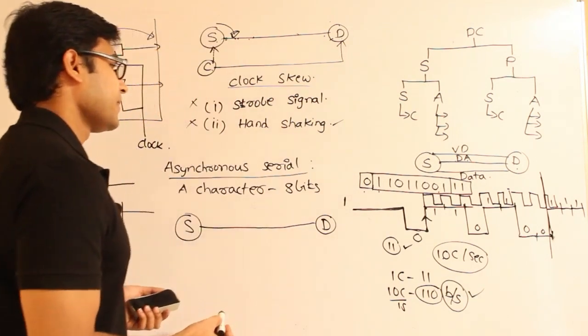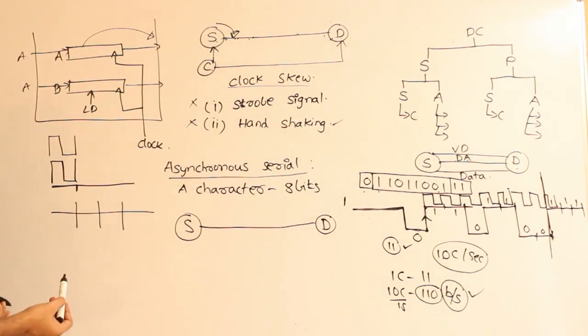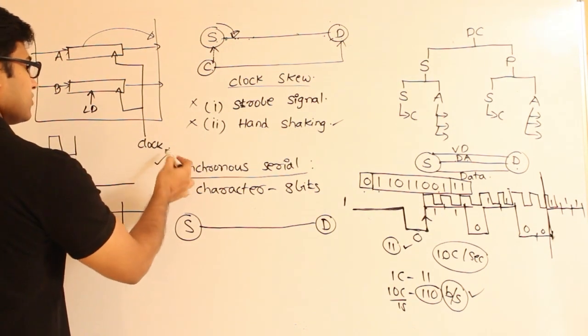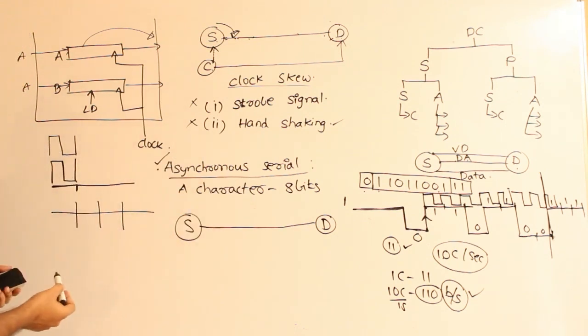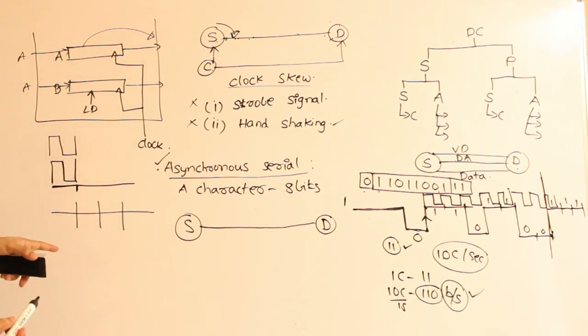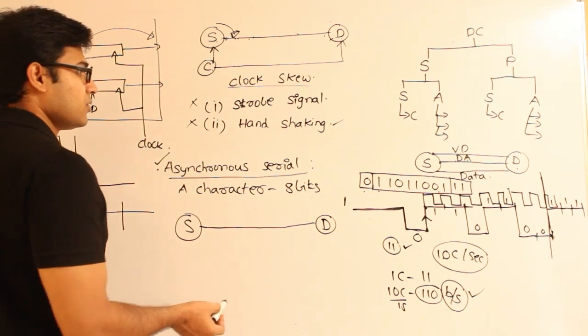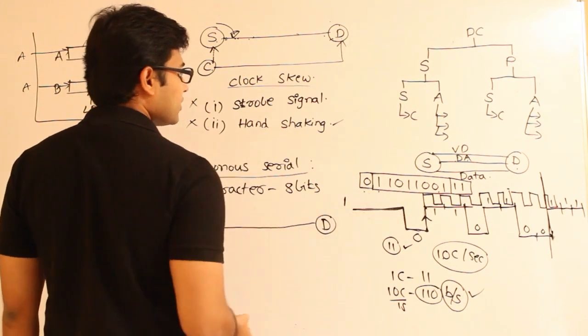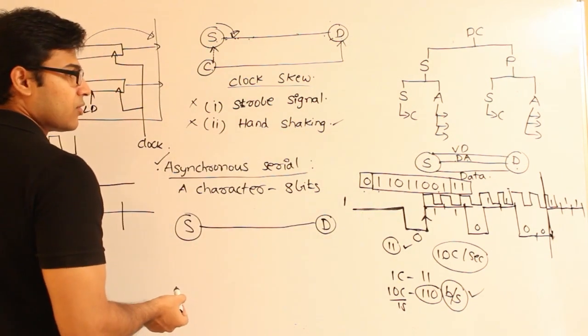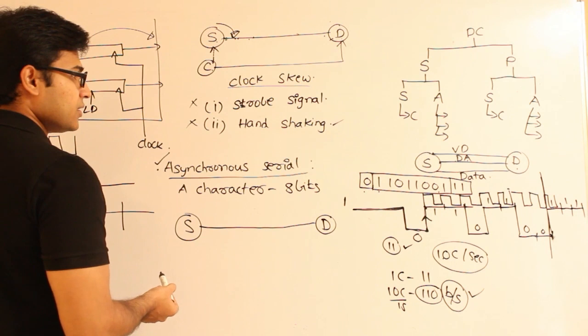So that is why we are going to have the clocks, but then the clocks are not the common clocks. So in case of asynchronous transmission, we have clocks but they are not common, right? But in case of synchronous, we are going to have the common clock for all the units. Got it?